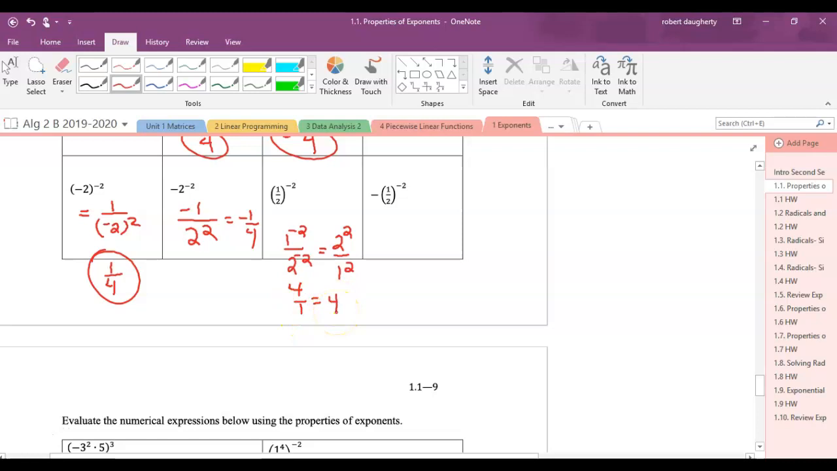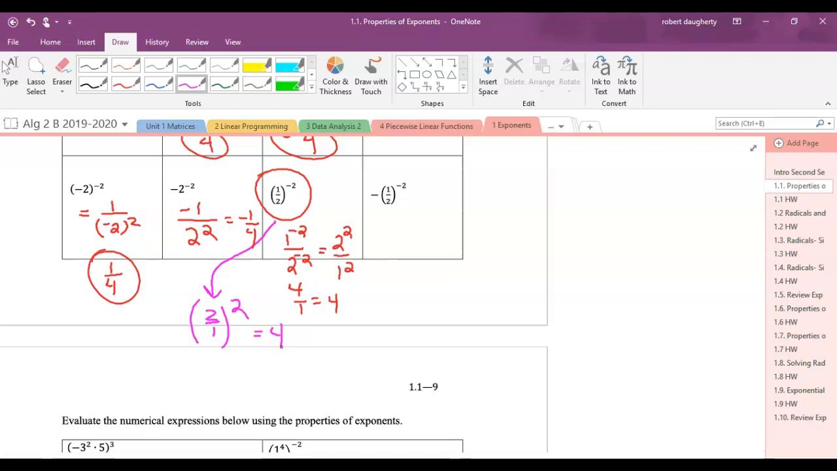Like I said, I distributed the exponent, but the other thing you can do when you have a fraction is just flip it immediately. So what I could do with this is say this is going to be 2 over 1 squared. So 1 over 2 to the negative 2 is the same as 2 over 1 squared, and so what is this number? That is 4. I get the same answer.